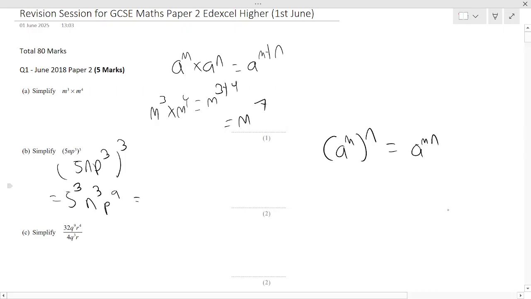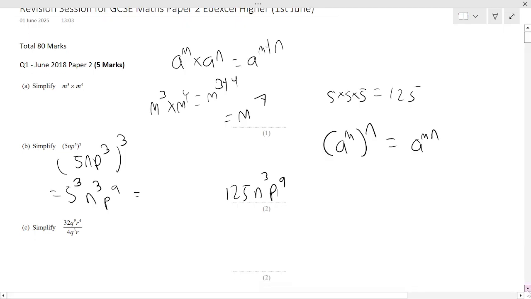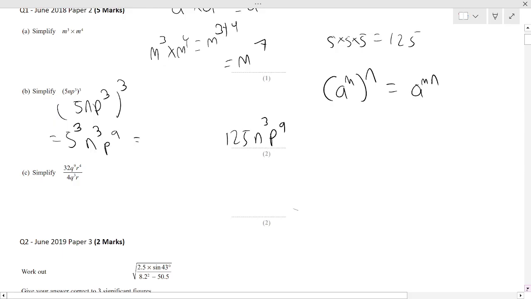But actually we could simplify 5 cubed, couldn't we? Because 5 cubed is 5 times 5 times 5, which you can put into the calculator, but hopefully you should realise that's 125. So this actually goes to 125 n cubed p to the 9. And then for part C, we needed to simplify this.